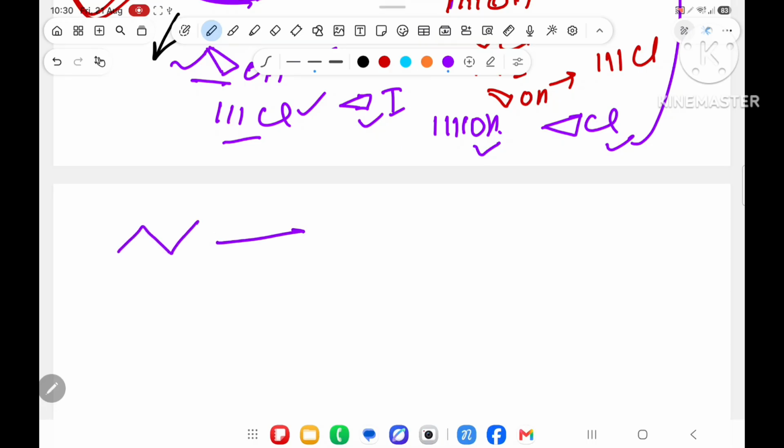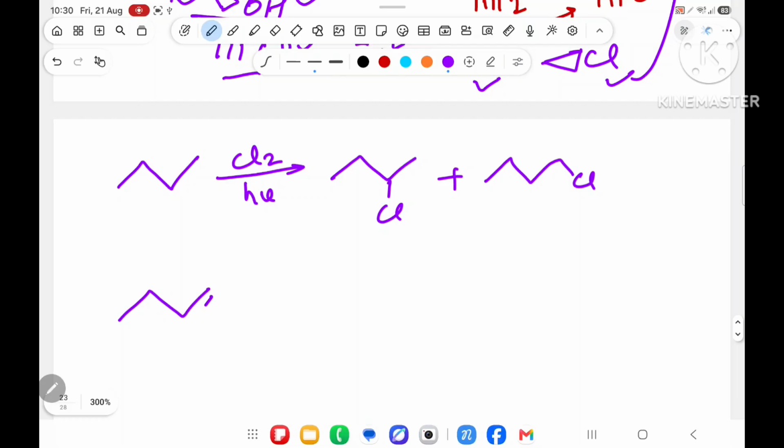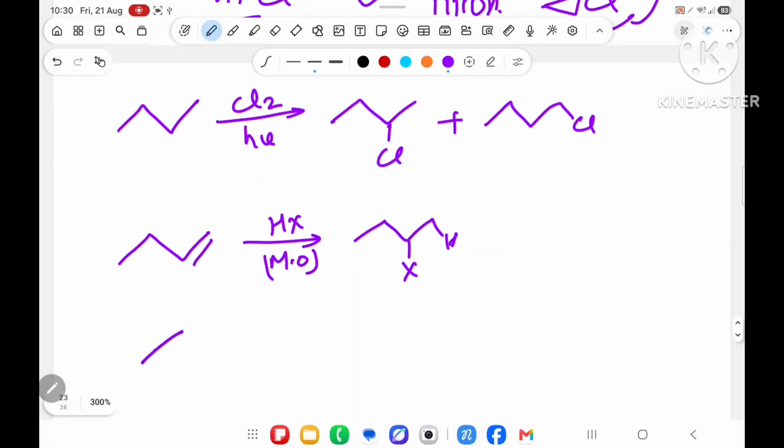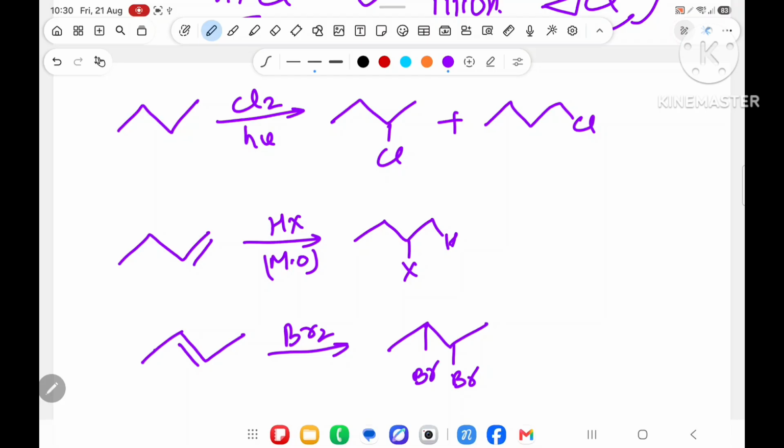One question: Cl2 in presence of light, what will happen? This is already given in hydrocarbon. One example I will take: suppose an alkene with HX. It will follow Markovnikov's rule: the carbon with more hydrogens gets the hydrogen, and the other gets X. Detailing I have done. Over here, the alkene with Br2: what will happen? A vicinal dibromo product will come, with Br and Br, like you have seen in hydrocarbon. More examples I am not going to take.